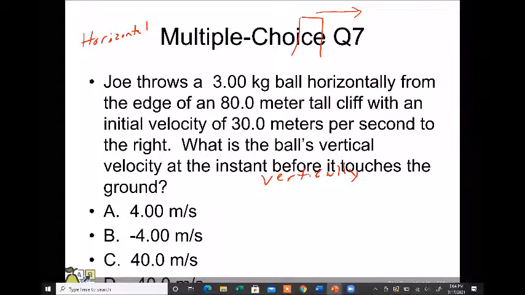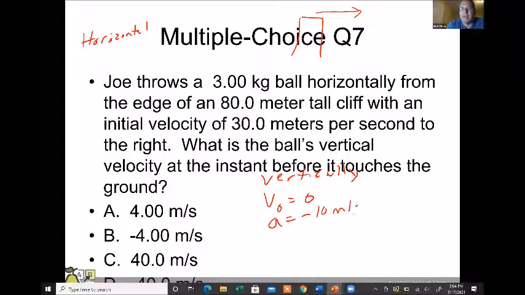0. 0. All right. What's its acceleration vertically? -10 meters per second squared. Yep, because it's acceleration due to gravity, right? It's accelerating due to gravity at -10. And by the time it gets to the ground, what's its vertical displacement? Okay, it's not 30. Look again. Negative 80 meters. All right, key answer there.